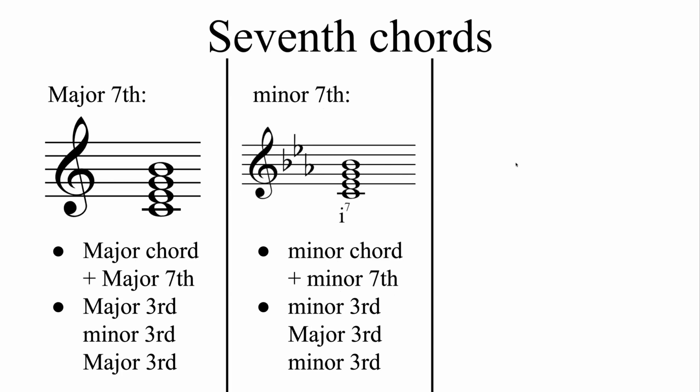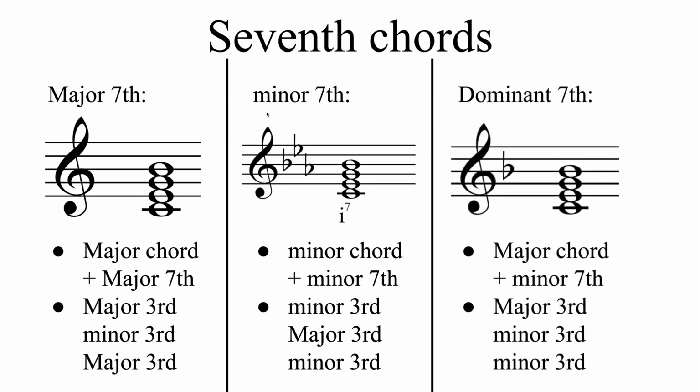Thirdly, we're going to have the dominant seventh. We love the dominant seventh. The dominant seventh is going to be a major chord and a minor seventh. You're just going to have to remember this one because I don't have a method to remember it. It's just going to be a major third, a minor third, and then another minor third. So it's a major triad, but then you add another minor third on top of it.